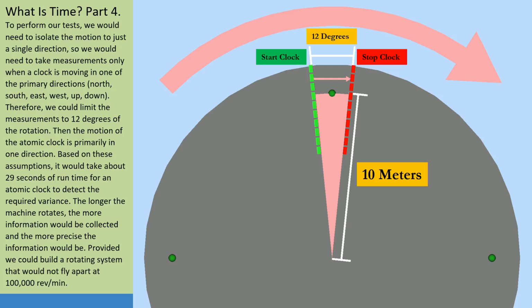Therefore, we could limit the measurements to 12 degrees of the rotation. Then the motion of the atomic clock is primarily in one direction. Based on these assumptions, it would take about 29 seconds of runtime for an atomic clock to detect the required variance. The longer the machine rotates, the more information would be collected and the more precise the information would be, provided we could build a rotating system that would not fly apart at 100,000 revolutions per minute.